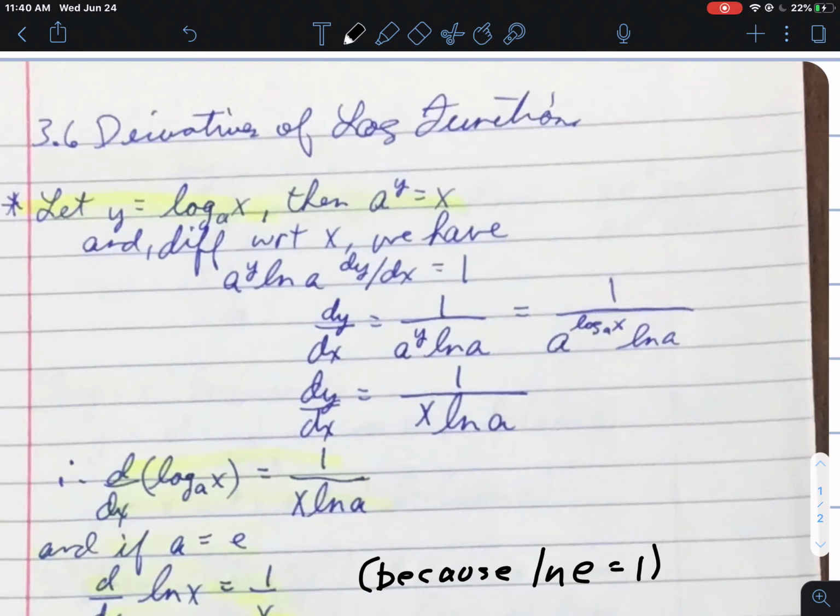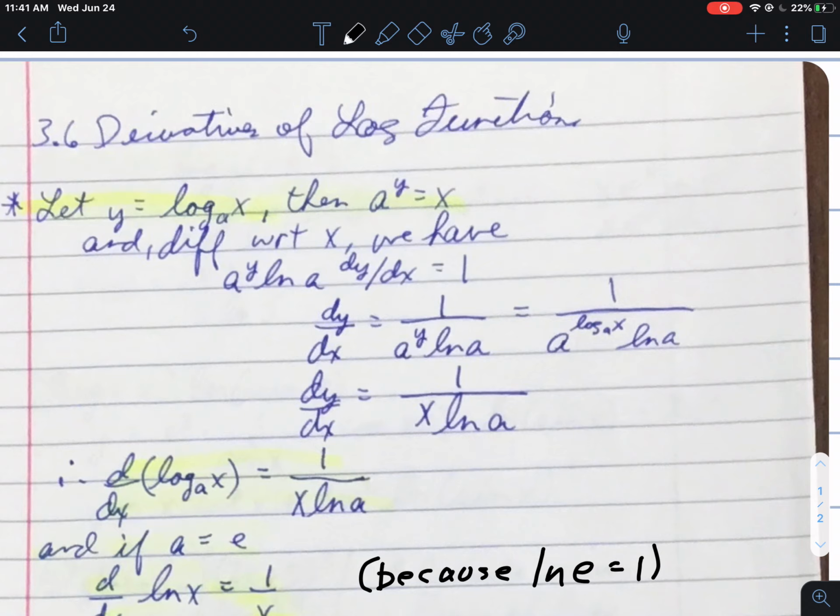Section 3.6, the derivatives of log functions. So, finishing up looking at the different types of functions that we work with on a regular basis, how do we differentiate log functions? I'll use a similar little technique to the one I used with the inverse trig functions, and explain why this is what it is or how this comes about.